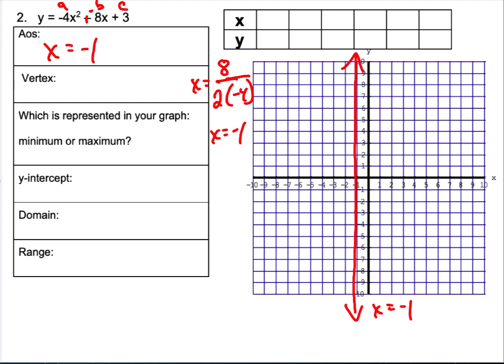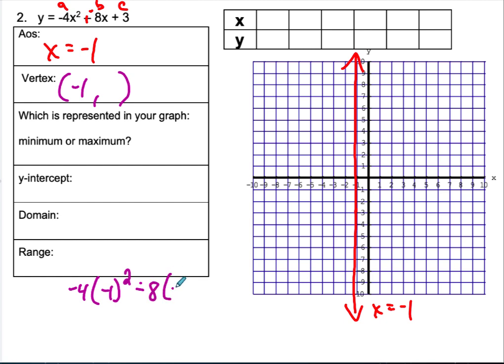Now I need to find my y value, so that way I can make my vertex, because I know it's going to be negative 1 something. So I plug it into my equation. So I'm going to do my work down here. Negative 4 times negative 1 squared minus 8 times negative 1 plus 3. So negative 1 squared is 1 times negative 4 is negative 4. Negative 8 and negative 1 is positive 8, and then plus 3. So negative 4 plus 8 plus 3 gives me 7 for my y value. So that's going to be negative 1 and 7.